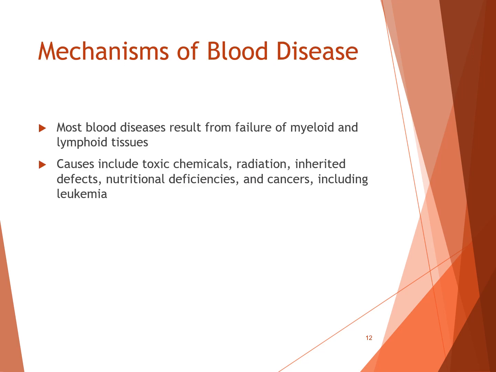When myeloid tissues and lymphoid tissues fail to produce normal blood cells, that's when we get some sort of blood disease like an anemia or a leukemia. Other factors that can cause blood disease are exposure to harmful environmental factors like chemicals and radiation, also nutritional deficiencies and various cancers, as well as different genetic mutations or genetically inherited defects.